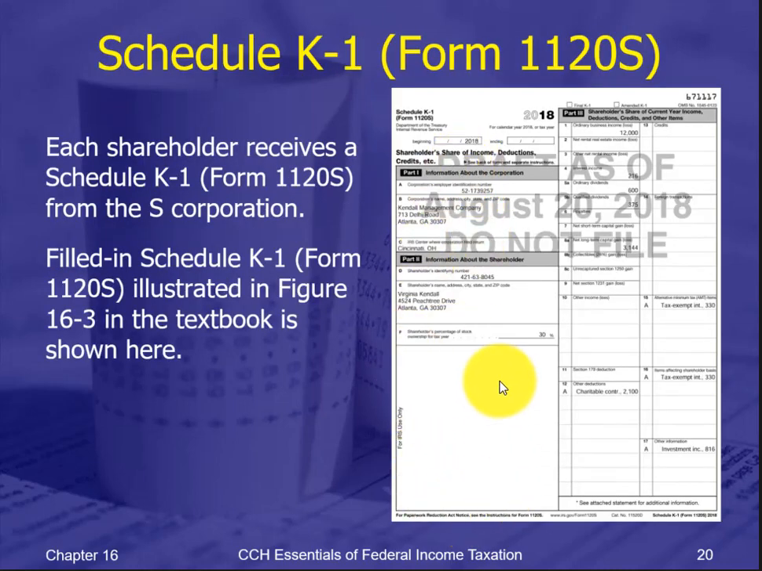K1 looks an awful lot the same as a K1 for 1065. Usually less of the information down here because shareholders cannot include the debts of the S corporation as part of their basis. But the separately stated items are here, the ordinary income at the top in line 1.